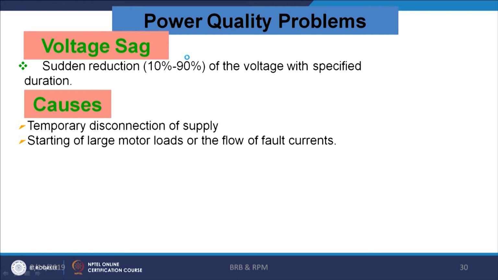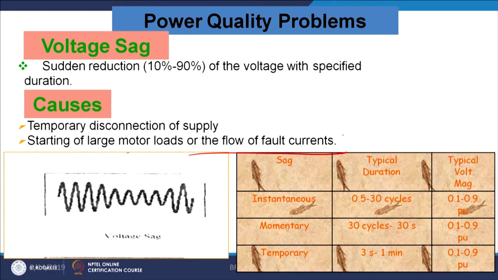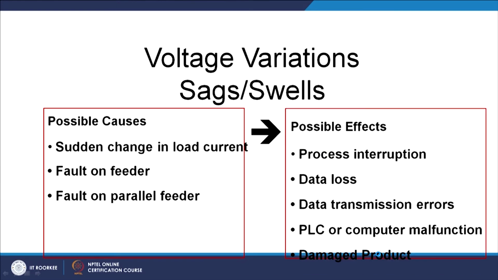So what is a sag? A sudden reduction of the voltage, which we have defined already. The causes of a sag are temporary disconnections of the supply, starting of a large motor load, or fault current. This is an example of a sag. Instantaneous is for 0.5 cycle; we have explained all those things, just a recapitulation. Momentary is 30 cycles to 3 seconds, and temporary is 3 seconds to 1 minute. Possible causes of a sag are a sudden change in the load current, a fault in the feeder, or a fault on a parallel feeder.